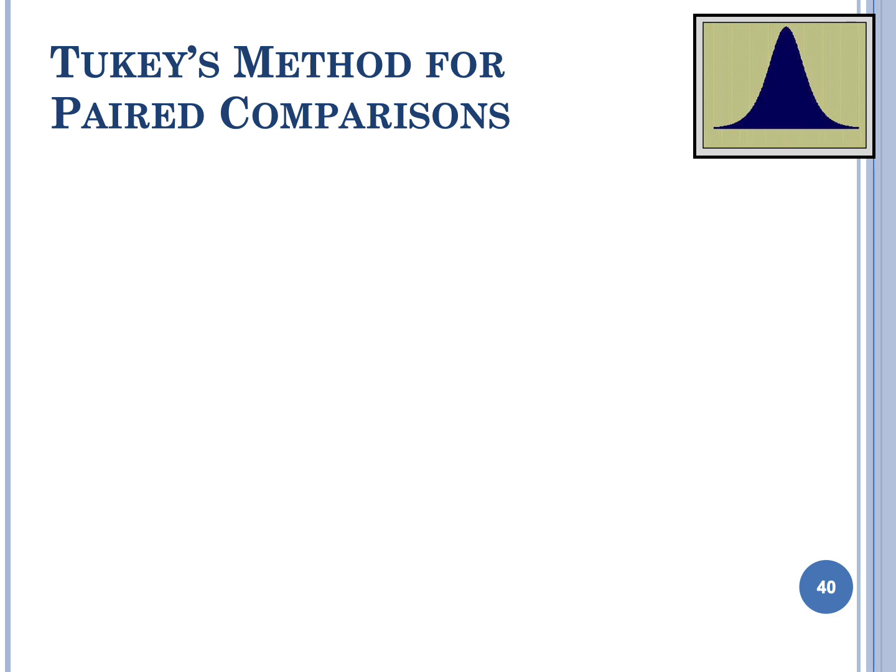The method is called Tukey's method. In our later slides, I will show you how Tukey looks like. He's actually a very important statistician. So Tukey's method for paired comparison has the following features.